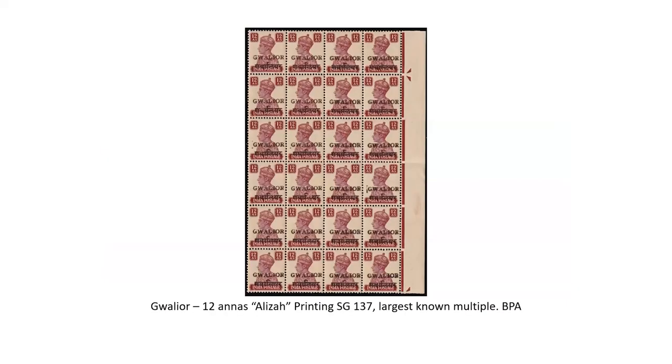The very last printing took place right about 1947, right before India became independent, and was printed locally. These are quite scarce to rare stamps, and this happens to be the largest known multiple of the highest denomination from that series.